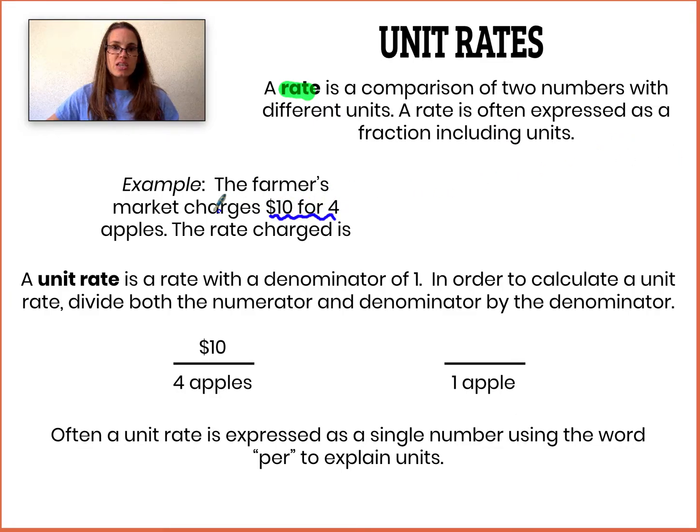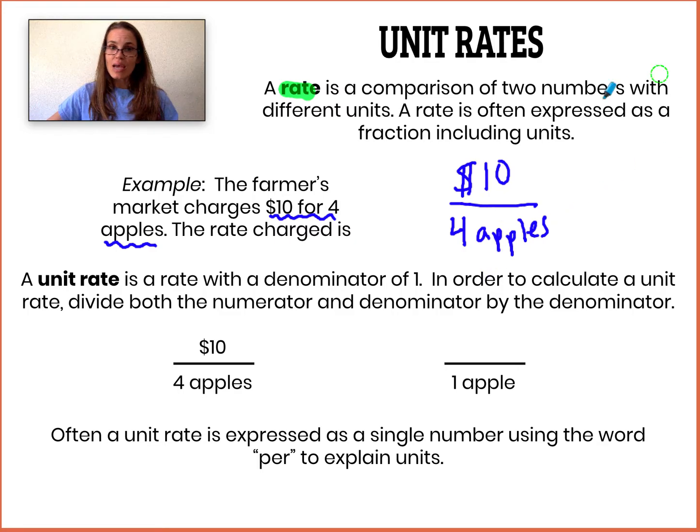A fraction including units for this rate, $10 for 4 apples. My numerator of my fraction will be the 10 with the unit of dollars. My denominator is the second number 4 with its unit, which is apples. So $10 for 4 apples is an example of a rate. Two numbers, two different units.